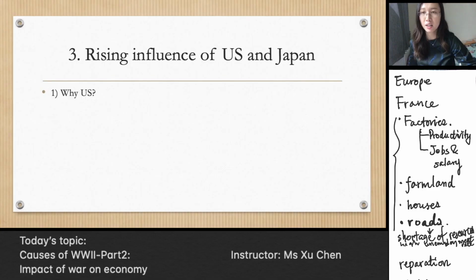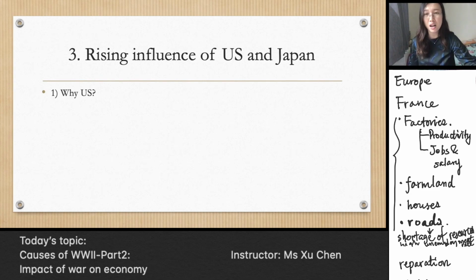Okay, last part for this topic, rising influence of the US and Japan. Firstly, why the US? Actually, when we try to explain the US' position as the largest creditor in the world, it is already shown that the US is the war profiteer, which means someone who thinks the war is profitable and gains money from the war. So people always say that the US is the war profiteer, and they lend money to other countries firstly to provide money for them to fight in the war, and secondly after the war they provide money to them to reconstruct their country, to pay for the reparations, right?